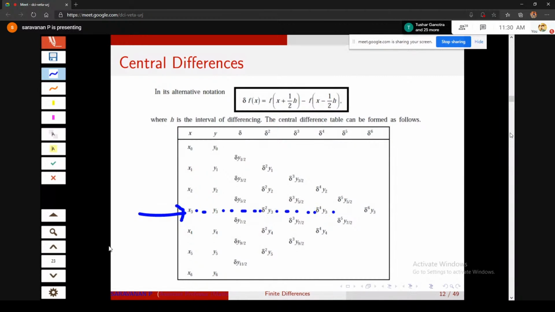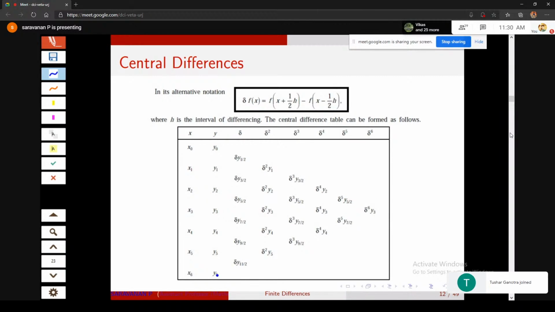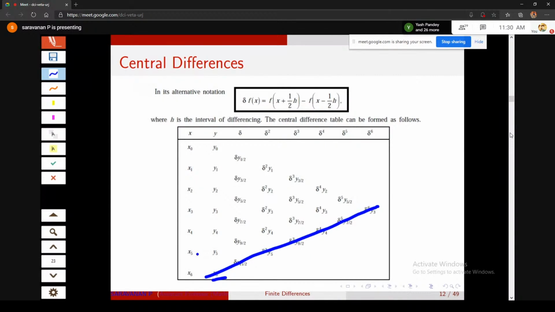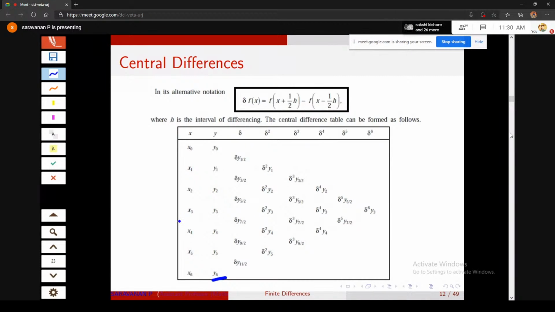So let me recall it once again. If you use the forward difference operator, this diagonal will be in terms of y0 and its forward differences, y1 and its forward differences, y2 and its forward differences, etc. If you use the backward difference table, this last diagonal will be in terms of y6 and its backward differences, y5 and its backward differences, y4 and its backward differences, etc. And if I use the central difference table, exactly at the center, at even powers, the suffix will be the same: delta square y3, delta power 4 y3, delta power 6 y3, etc.